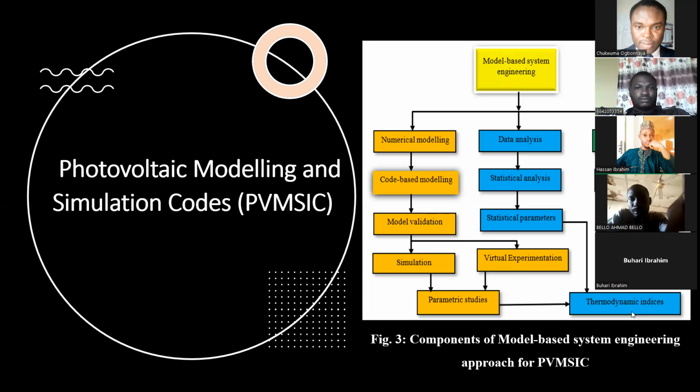So the problem you are trying to solve will determine how you are going to model the system and what you are going to be studying. In this context, as you will see in the case studies, you can use numerical modeling, code-based modeling, model validation, simulation, parametric studies, and virtual experimentation, including statistical analysis and systems analysis. You can combine different approaches and methods to make decisions based on the evidence you generate from your system modeling and simulation.